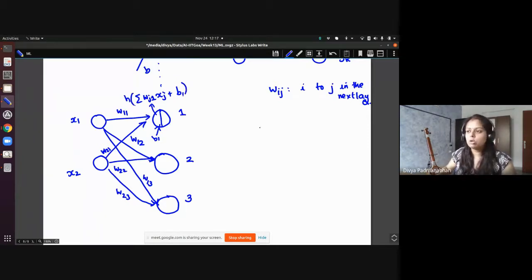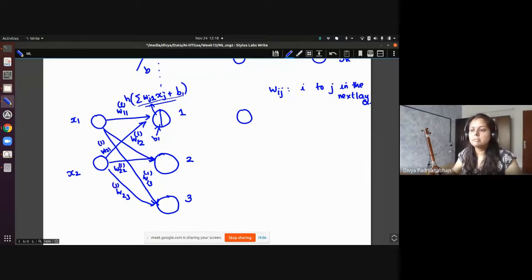Now, if this h is just the identity, if it's just the linear function, what you're going to get back is the same linear form. There is no non-linearity that gets added. You can also check it if you have one more layer here. More generally, this corresponds to the first layer. So I'll just write it like this. This is the first layer of weights, and all these are in the first layer.